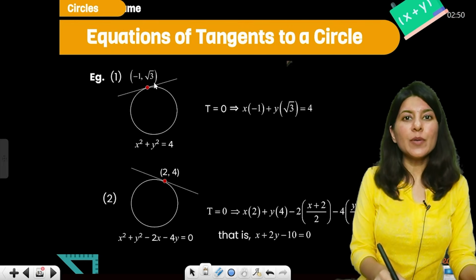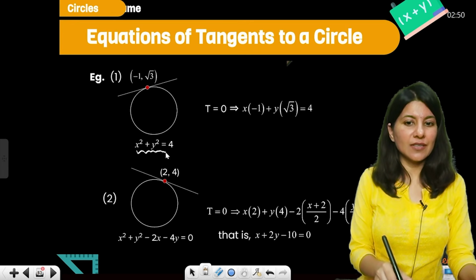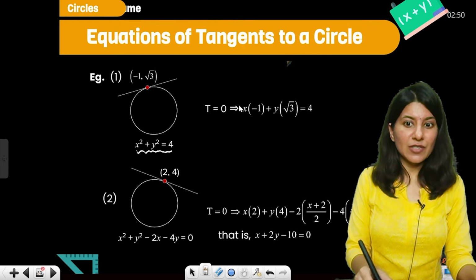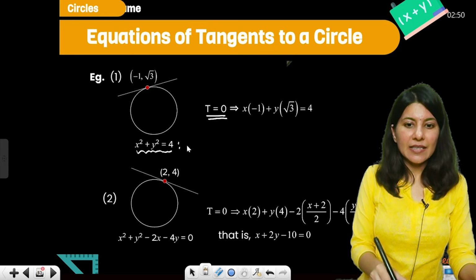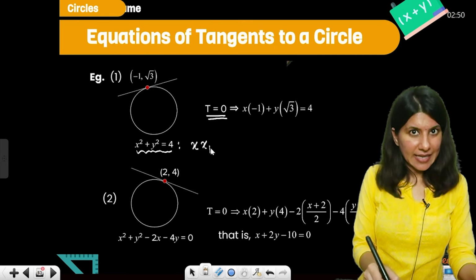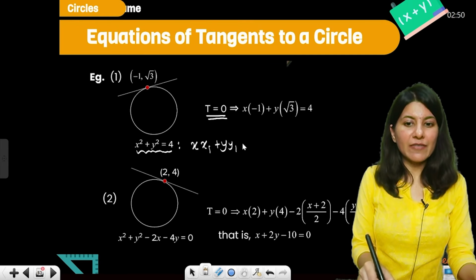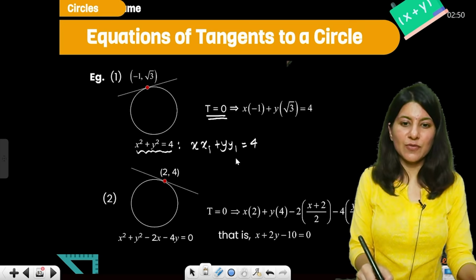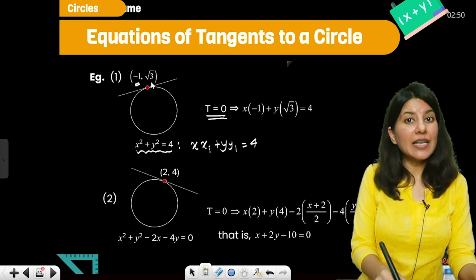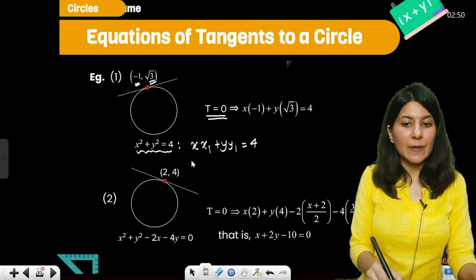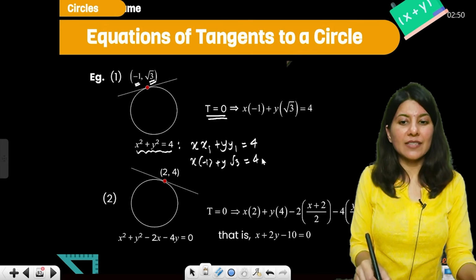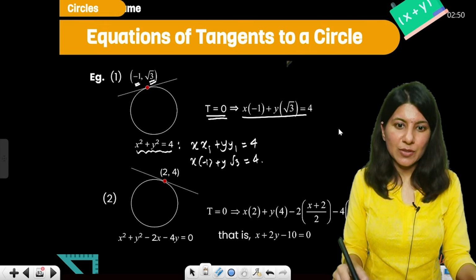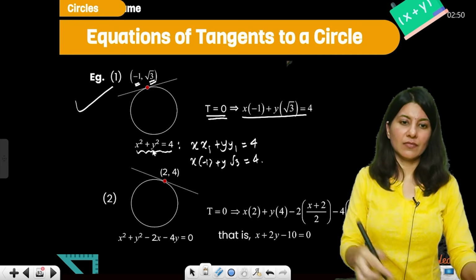Suppose minus 1 comma root 3 is that point and this is your circle. You have to write the equation of tangent using T equals 0. So you just have to replace x square by x x1, y square by y y1, and this will be equal to 4. x1 is minus 1, y1 is root 3. Now plug in minus 1 and root 3. That's it. So minus x plus y root 3 equals 4. Done.